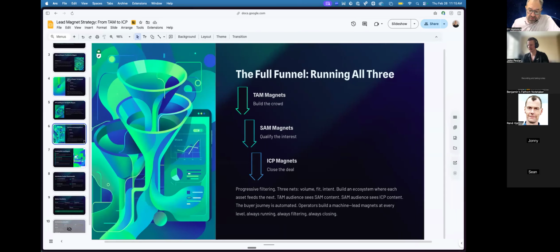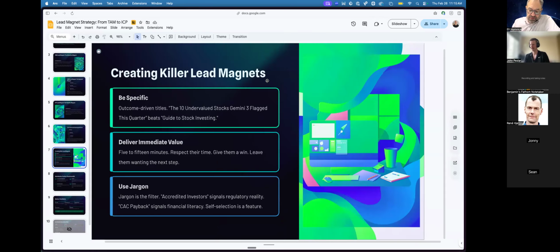Creating the killer lead magnet. So what goes into creating the killer lead magnet? It needs to be outcome driven. People need to know exactly what they're getting in the hook. If you don't deliver that immediate value right off the bat, if you're not specific, then why are they going to click on your lead magnet? There's thousands of people that are all competing for that precious resource.